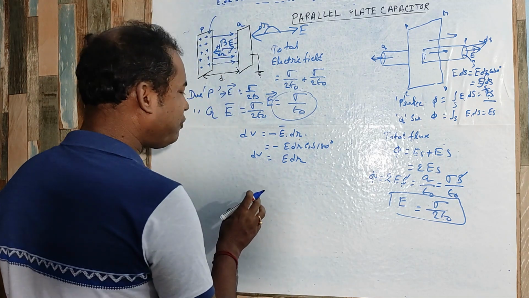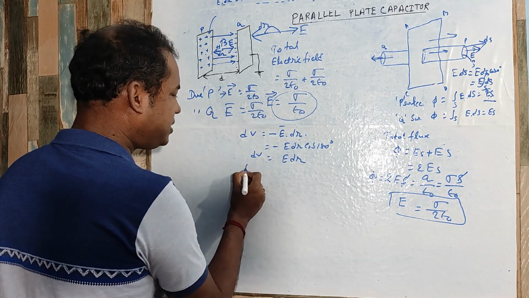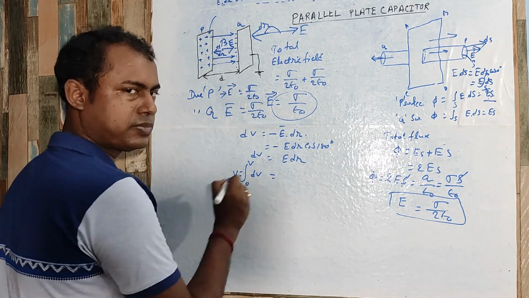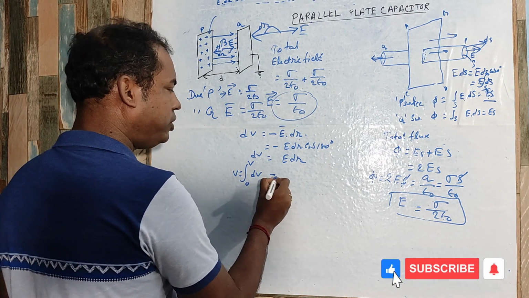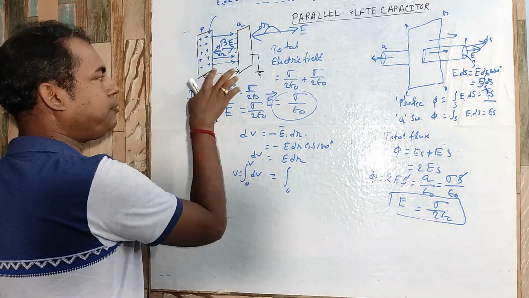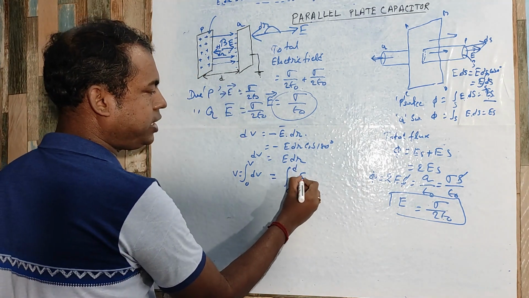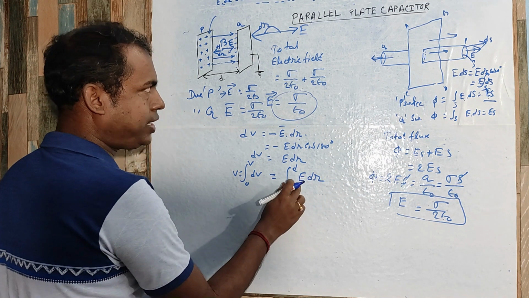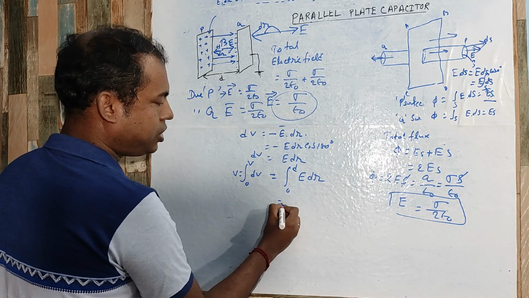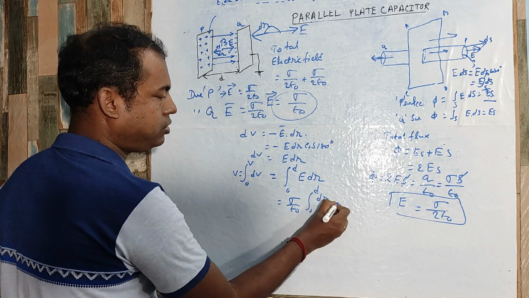So we want to find the total potential. Total potential means V equals the integration from 0 to V of dV, which equals, integrating over the distance d, the integral from 0 to d of E dr. What is E? That is the electric field, whose value is sigma by epsilon naught. So we write sigma by epsilon naught times the integral from 0 to d of dr.